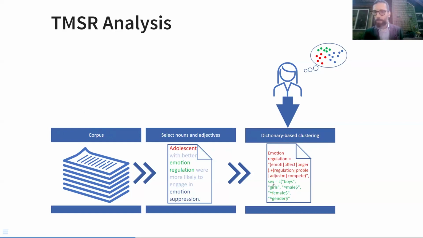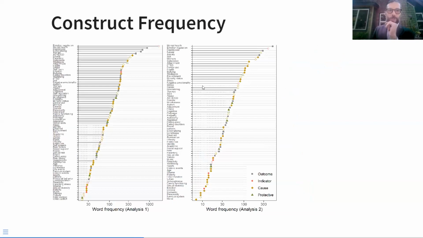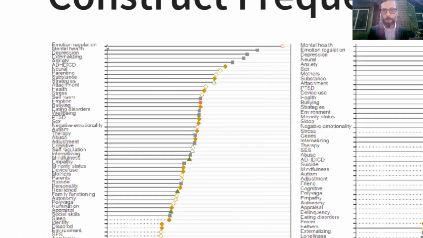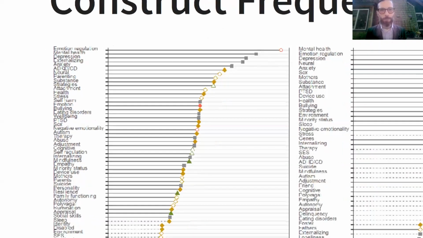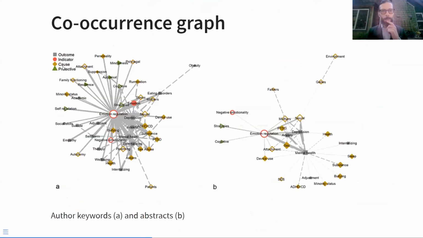And here for sex, for example, I look for boys, girls, male, female, gender, etc. So the pipeline goes like this, and I moderate the dictionary-based clustering step of the pipeline. And then this graph shows us how frequently certain constructs emerged. And these graphs tend to follow sort of an exponential curve. So it's a bit hard to see, but emotion regulation, of course, is most common, followed by mental health, depression, externalizing problems, etc. And then here's a network representation of the graph.